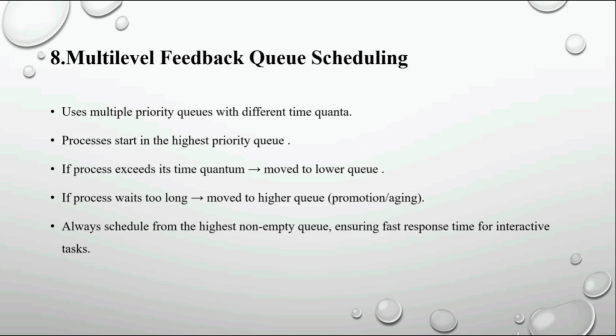Multi-level feedback queue scheduling. It uses multiple priority queues with different time quantums. The process starts in the highest priority queue. If a process exceeds its time quantum, it moves to a lower queue, and if a process waits for too long, it moves to a higher priority queue. It ensures faster response time.